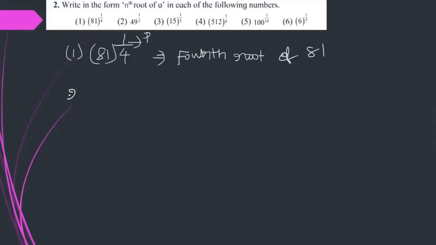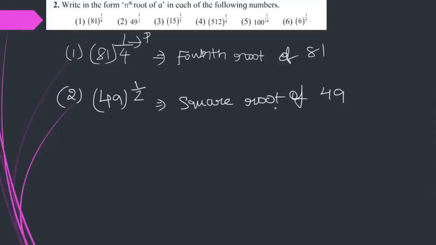What is the second one? 49, 1 upon 2. I told you 2 is nothing but square, 3 is nothing but cube. So 2 is in the down, so it is in the root. So how can I write it? Square root of 49.